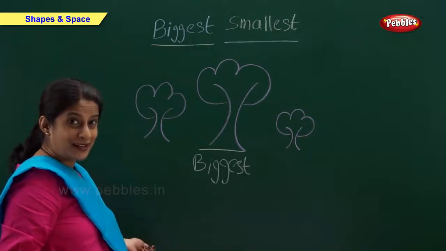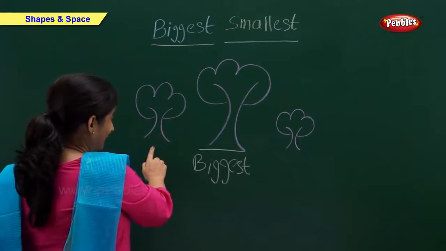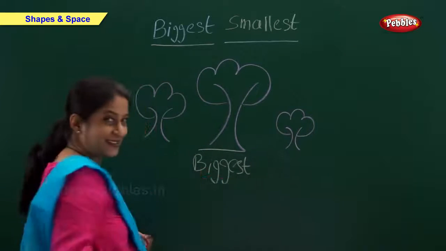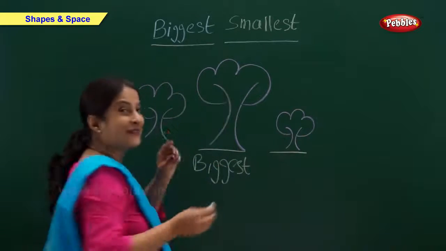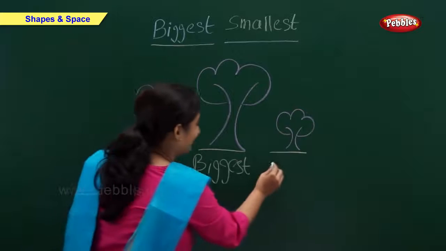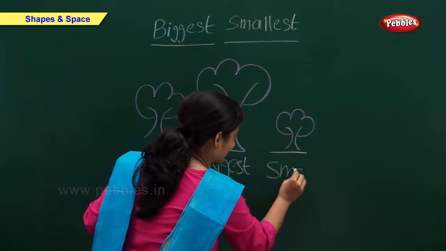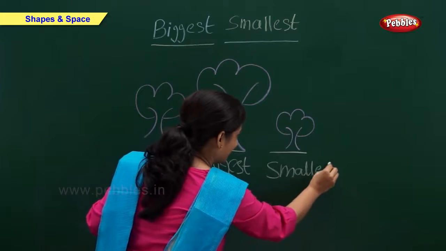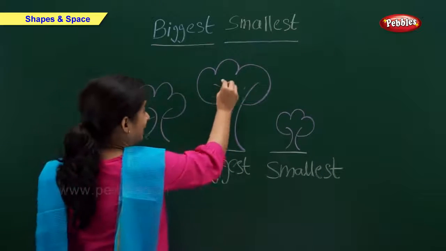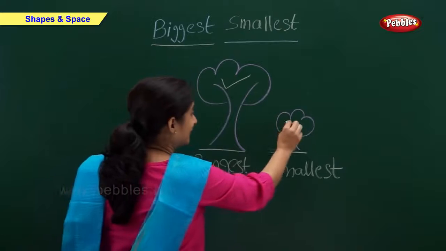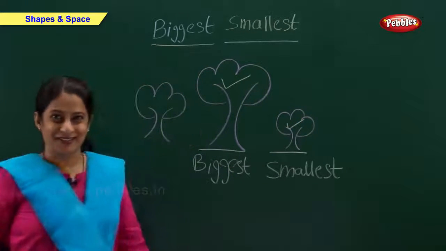And which is the smallest? Is this the smallest or this? Right. This is the smallest tree. This is our biggest tree and this is our smallest tree.